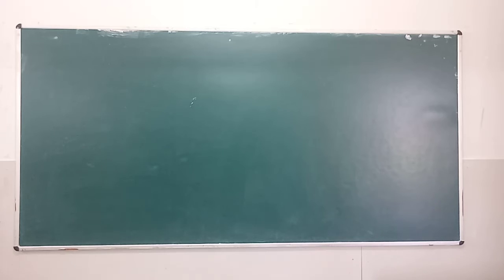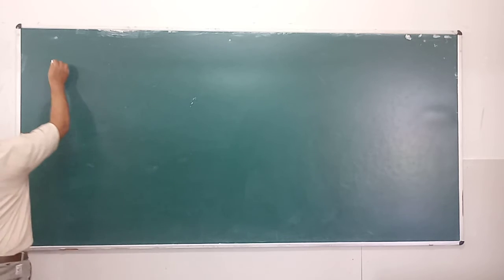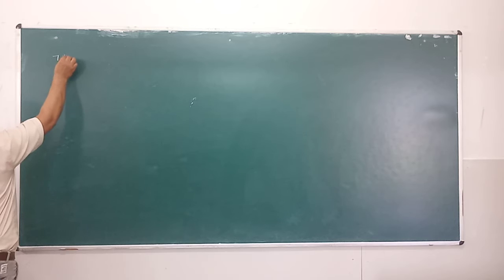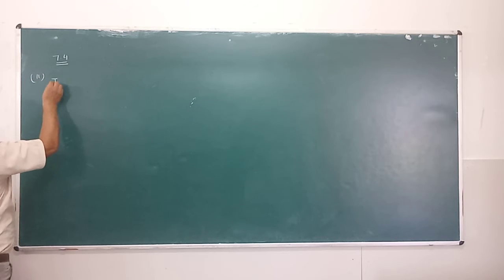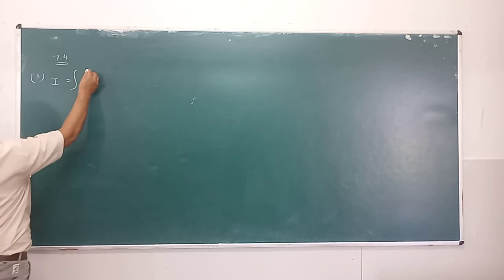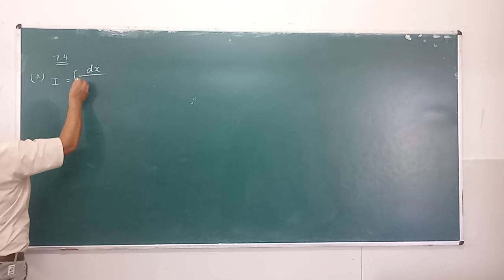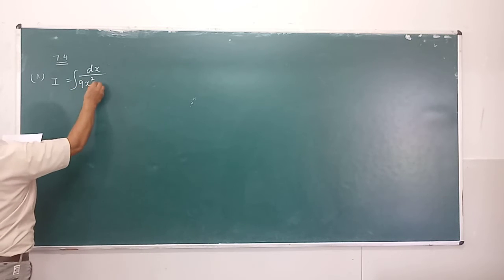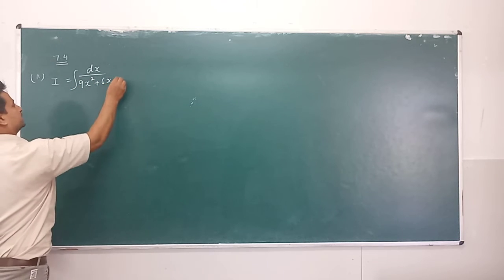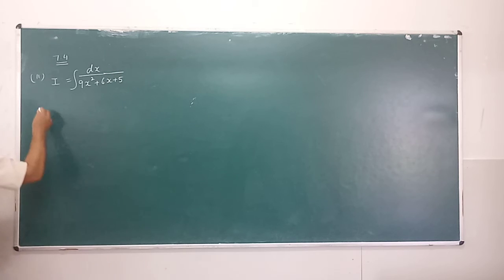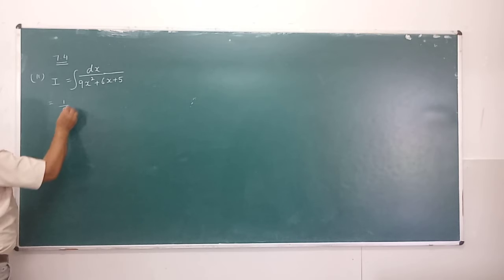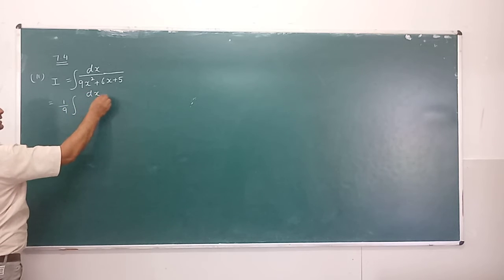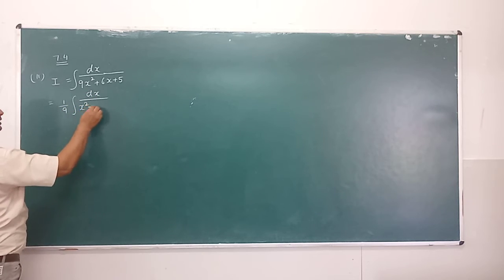Good morning, students. Today we discuss the remaining questions of exercise 7.4, chapter Indefinite Integrals, in which question number 11 is I equals integral of dx upon 9x square plus 6x plus 5. In this question, first we make the coefficient of x square unity. For this, take 9 common.